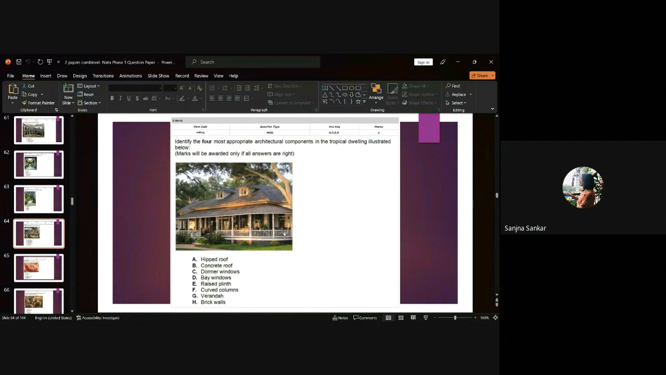For options, hipped roof, that is option A. Dormer windows, option C. Raised plinth, option E. And veranda, it's option G.